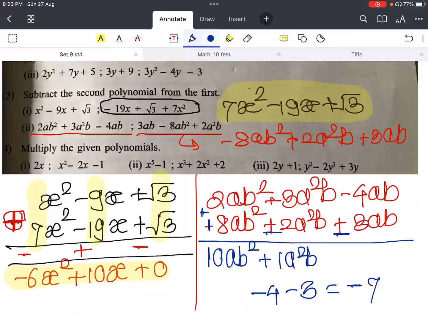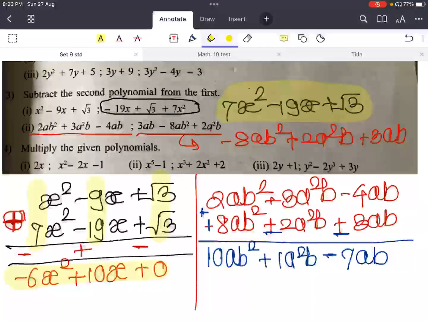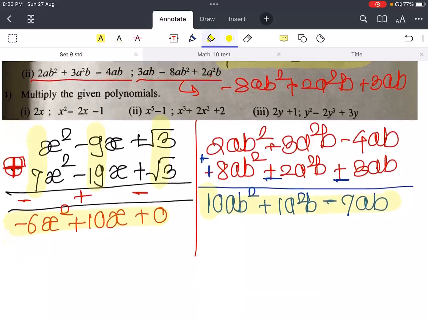According to the integer law, if both the numbers are negative, then we take the negative sign as common and add both the numbers, meaning 4 plus 3 is equal to 7, and the minus sign we consider as common or constant. Therefore minus 7 AB. Clear? So for this question, this is your answer: 10 AB square plus 1 A square B minus 7 AB. Clear? This is the answer for question number 2.